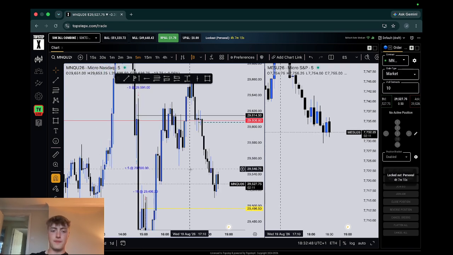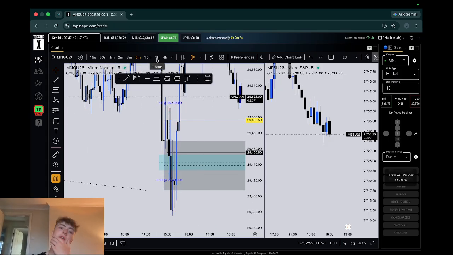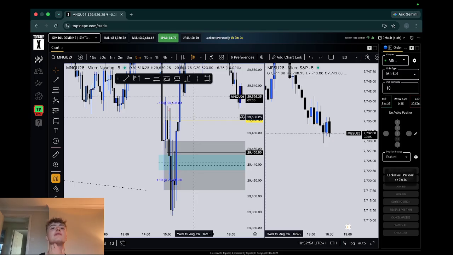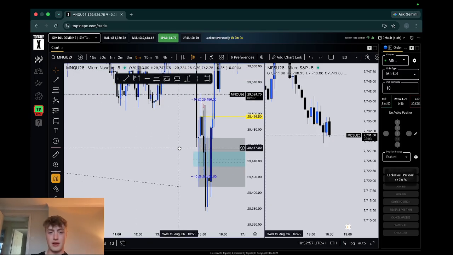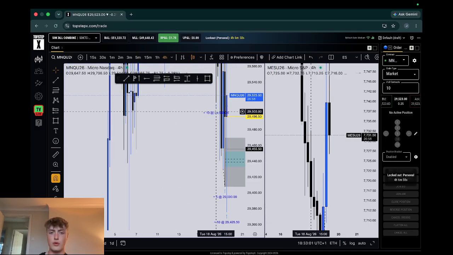Okay, so 10 a.m. opens. What does 10 a.m. do? We've got this initial 5-minute rejection wick from sweeping out an hourly low, creating an SMT off the hourly low, and was it a fib level?